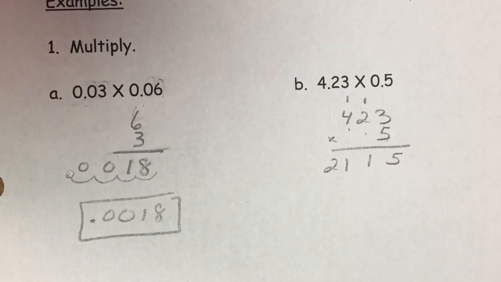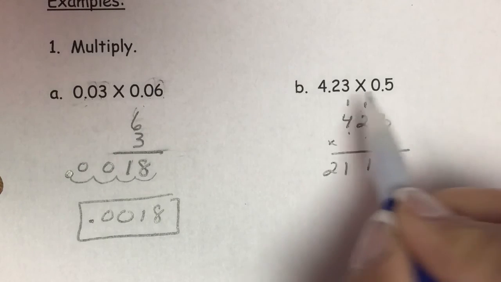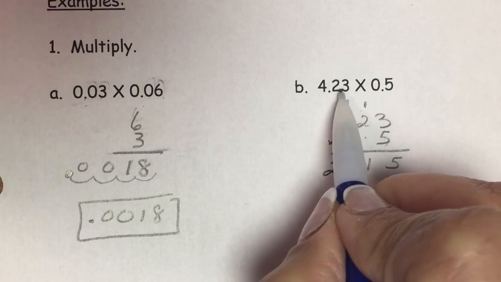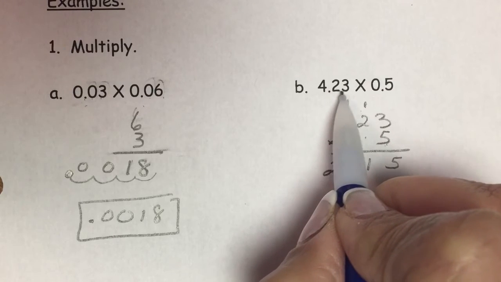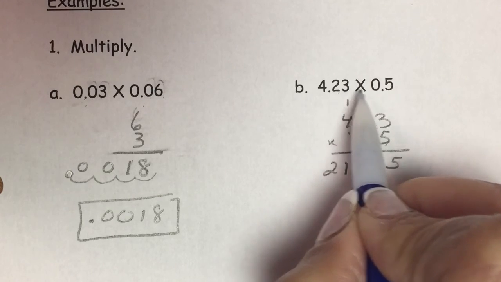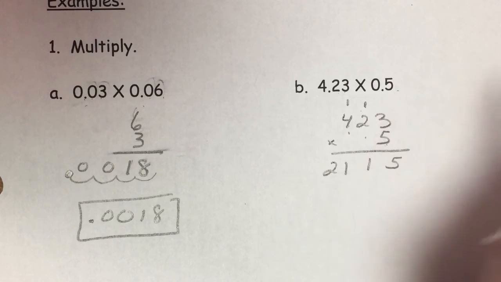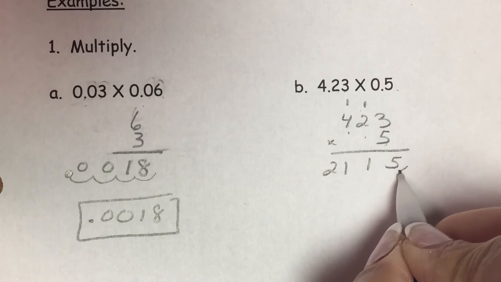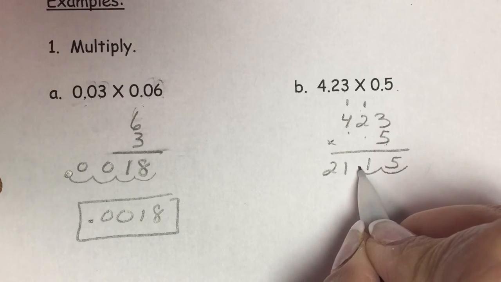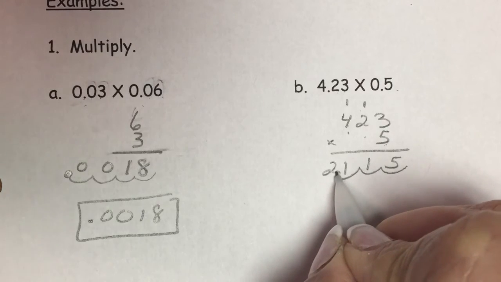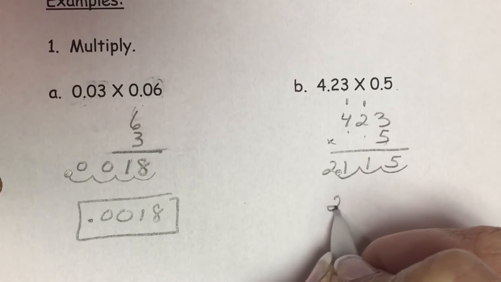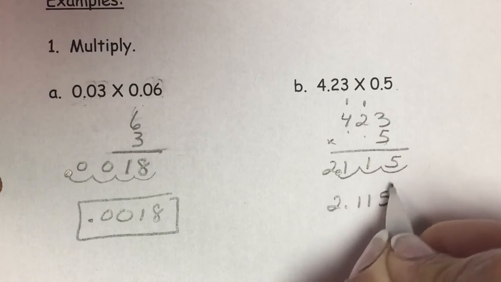Okay, now we go up into the two original numbers. Past, or to the right of, the decimal, there's 1, 2, 3 numbers. You start at the end, and we're going to move our decimal point over 3 places, and that is where the decimal goes in your answer.